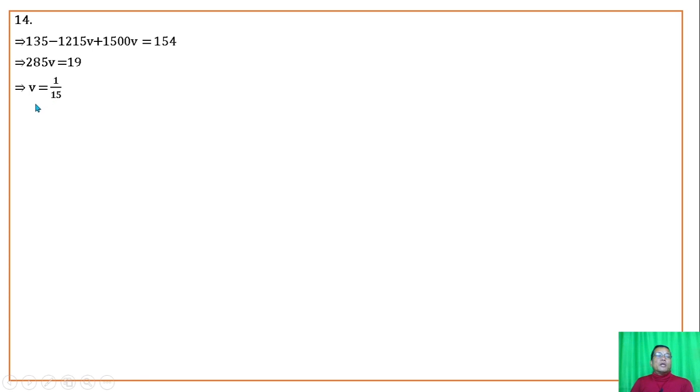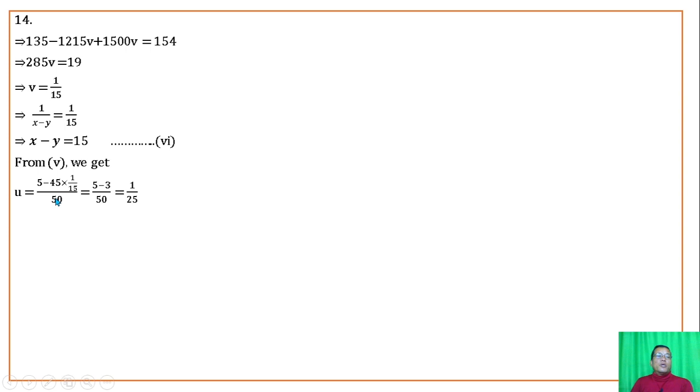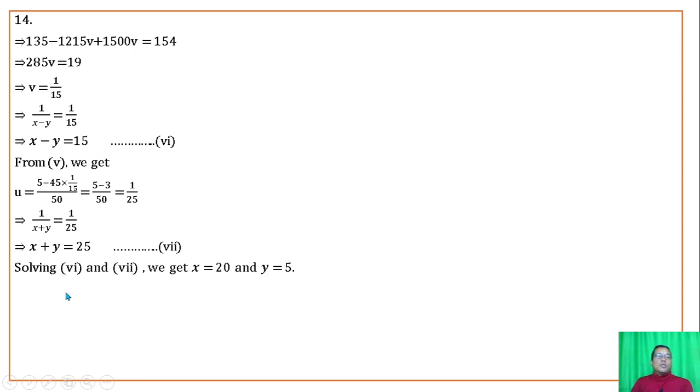Since v is 1 by x minus y, this implies x minus y is 15, equation 6. Similarly, from equation 5 we get the value of u, and 1 by x plus y gives x plus y is 25, equation 7. Solving equations 6 and 7, we get x equal to 20 and y equal to 5. Check: 20 minus 5 is 15, and 20 plus 5 is 25.